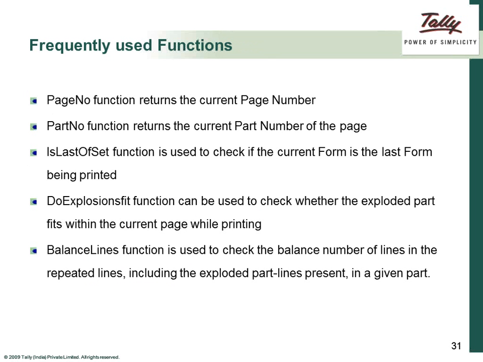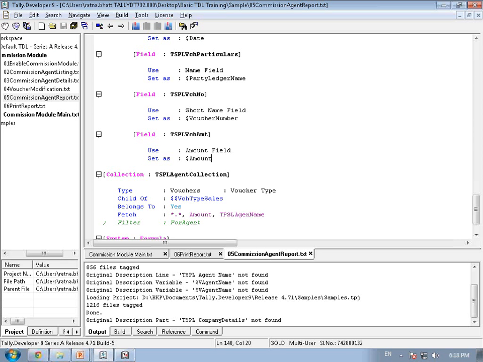You can check for something if you have an exploded part and you want to fit the exploded part within the current page, then you can use the do explosion fit function. Balance lines, how many lines are pending. It includes the exploded part. So there are a lot of functions that you will discover when you are actually writing function reports. So there are a lot of things that you will have to work on.